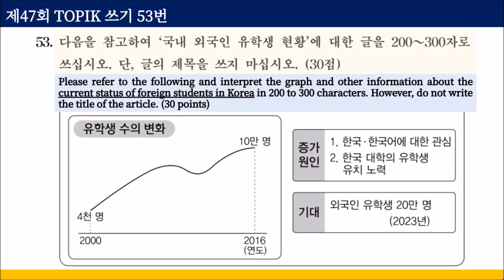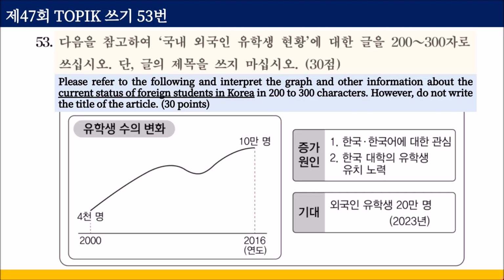다음을 참고하여 국내 외국인 유학생 현황에 대한 글을 200에서 300자로 쓰십시오. 단 글의 제목을 쓰지 마십시오. 30점. Please refer to the following and interpret the graph and other information about the current status of foreign students in Korea in 200 to 300 characters. However, do not write the title of the article.